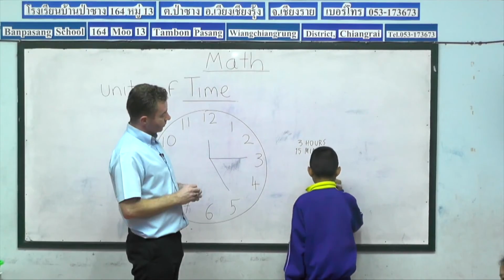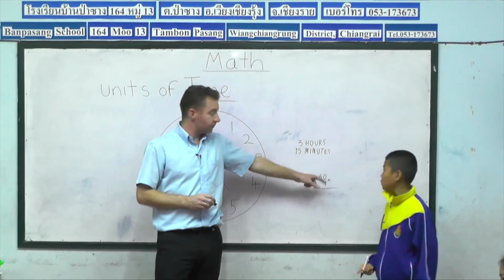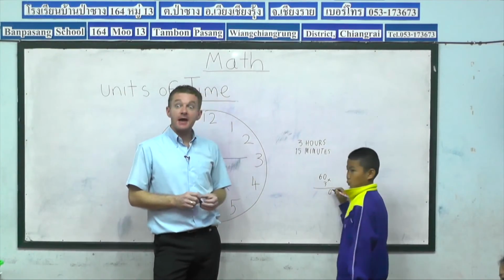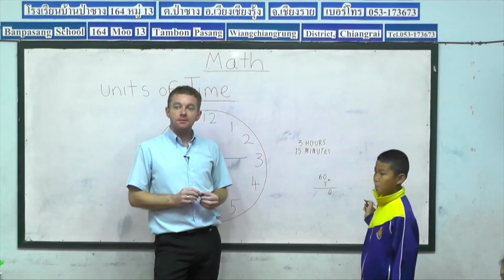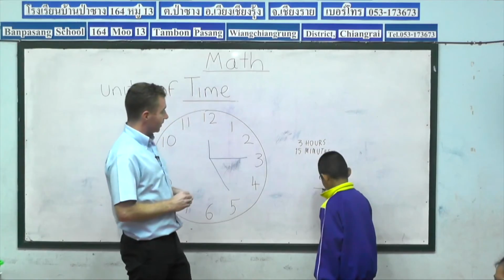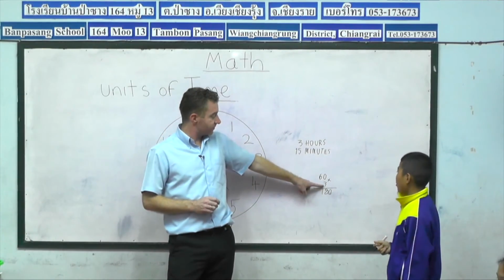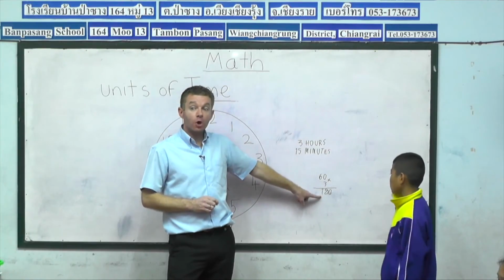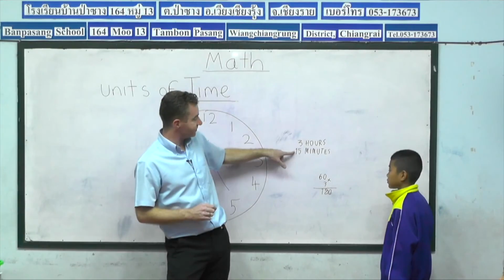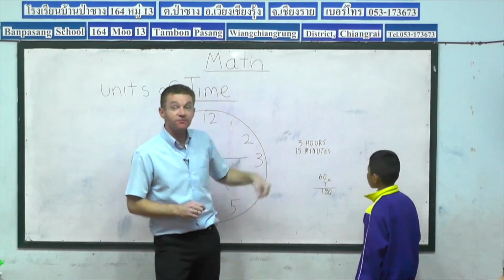So 60 times 3. Okay, so 3 times 0 equals 0. 3 times 6 equals 18. Correct, well done, Pangpon. Okay, so now we know the amount of minutes in 3 hours, 180. But we're not finished yet. We still have 15 minutes. So now 180 plus 15.